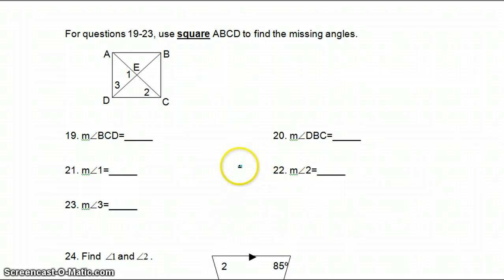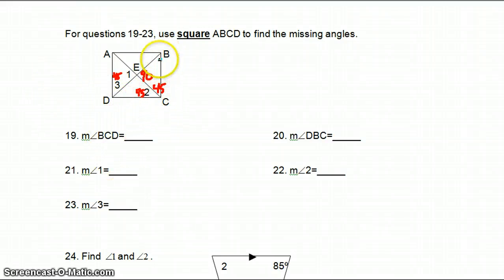19 through 23, we've got a square. We want to find the missing angles, and we want to find one, and we know that that's a right angle. All of these are right angles in the middle, so we're going to make that 90. I'm just going to put it over here. Okay, and we know that on this corner here, this is a 90-degree angle, and these are cut in half. So this is going to be 45, and this is going to be 45. And we can put 45 over here. And all these outside angles are going to be 45.